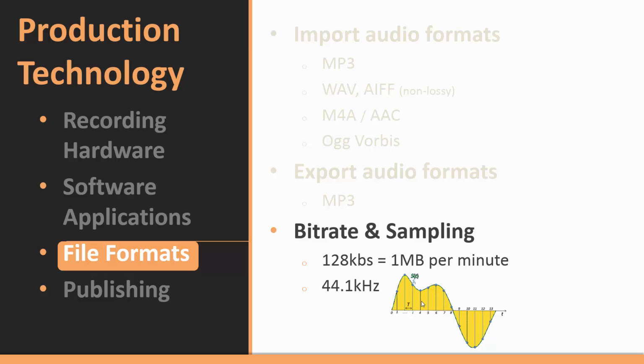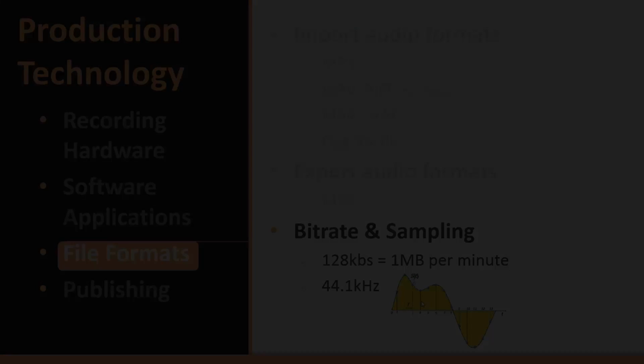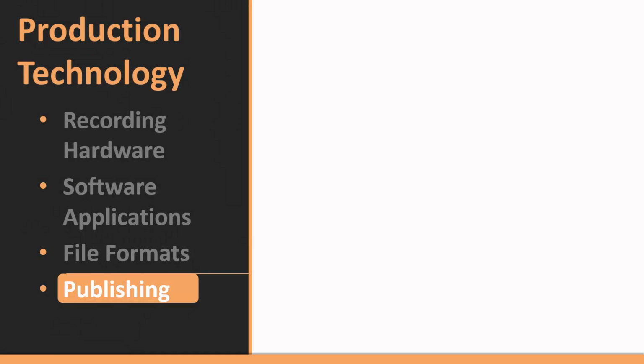Obviously, if the columns were to get skinnier and skinnier, we would continue to approximate the actual wave accuracy substantially. But we do so at the expense of additional file size. So 44.1 kilohertz is the default and preferred sampling rate in most of our audio editors, and that's another number to remember. Finally, let's talk about publishing.